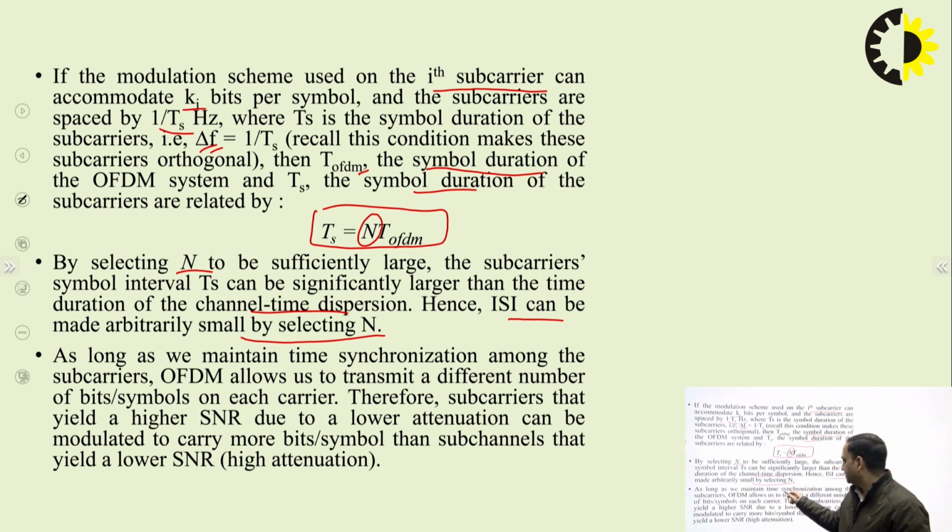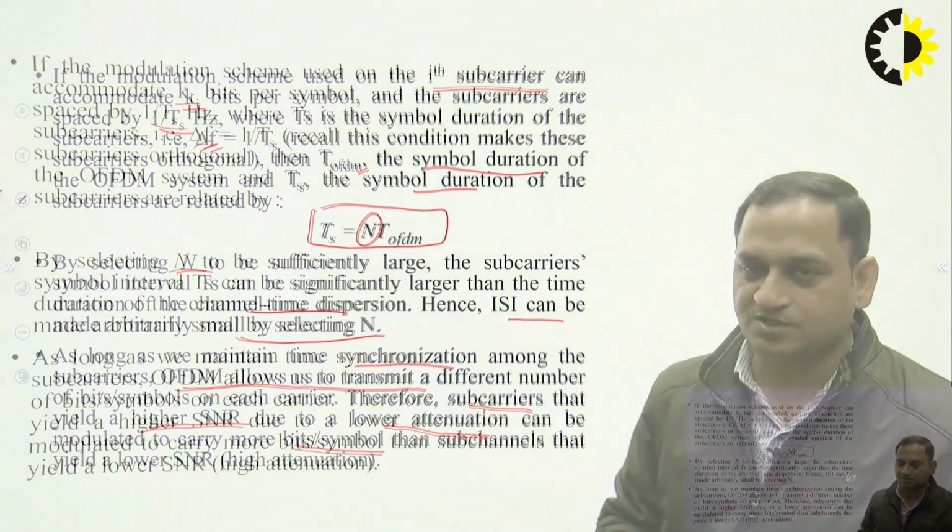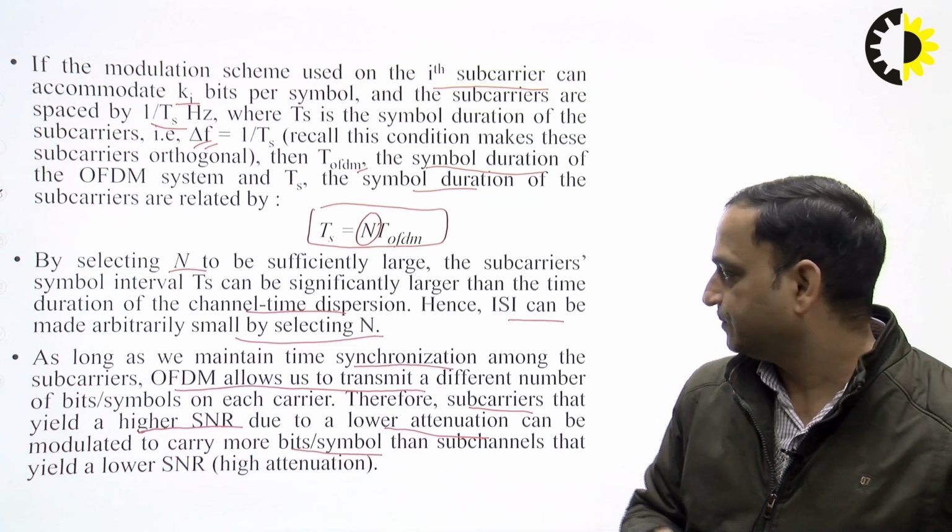When we maintain the time synchronization among the subcarriers, then OFDM allows us to transmit a different number of bits per symbol on each subcarrier. Subcarriers that have a higher SNR, or signal to noise ratio, due to lower attenuation, can be modulated to carry more bits per symbol than the subchannels that yield a lower SNR. What is the meaning of that? Basically, using high modulation techniques for generating the OFDM symbol can give a higher SNR. When we have high SNR, the number of bits in a given symbol is more and the data rate will be high. So that is why by using OFDM transmission, the data rate can be very high. That is very important.